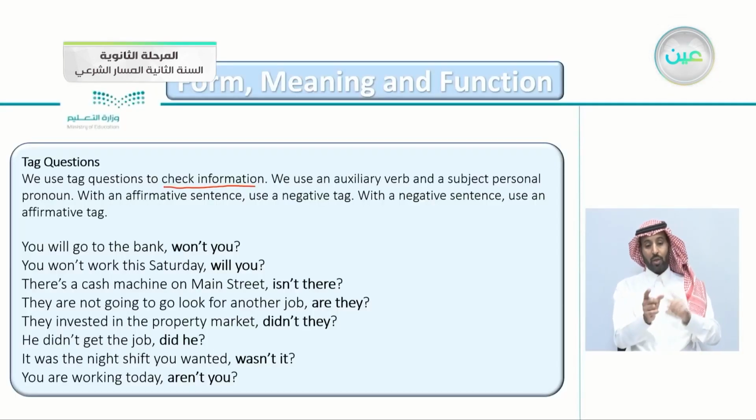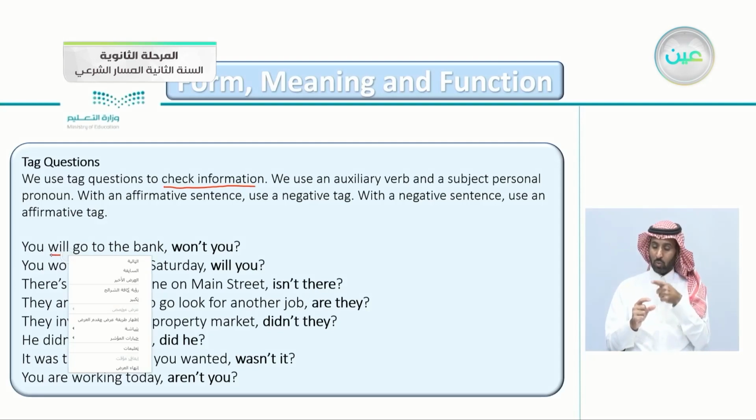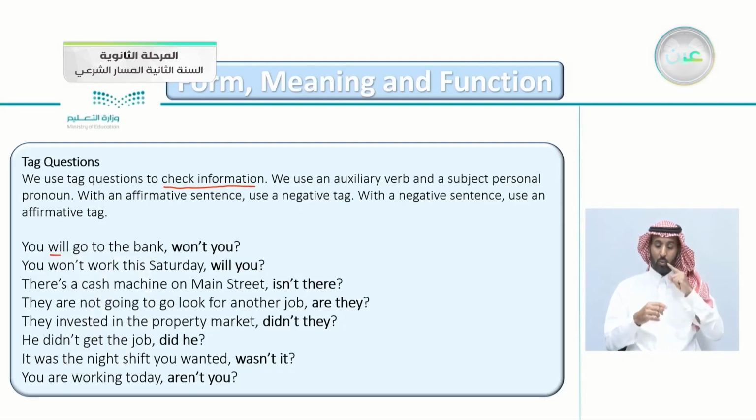You will go to the bank, won't you? You will. Notice this here, affirmative. And here, won't you? This is a negative tag. The second one, you won't work this Saturday. Again, this is a negative sentence. Will you? So if the sentence is negative, make the tag affirmative and vice versa.